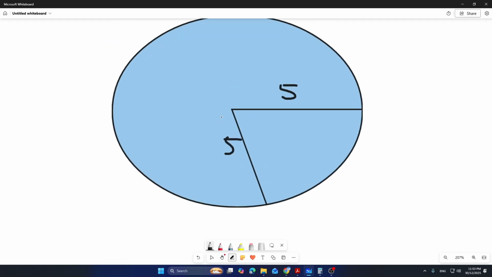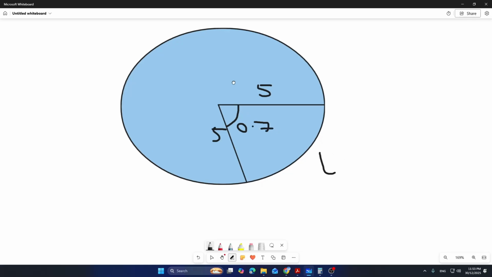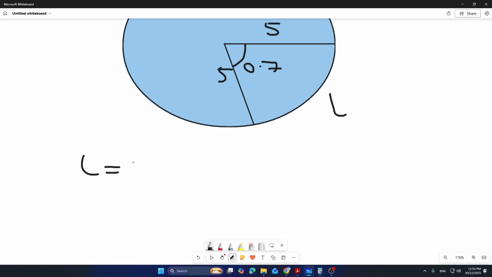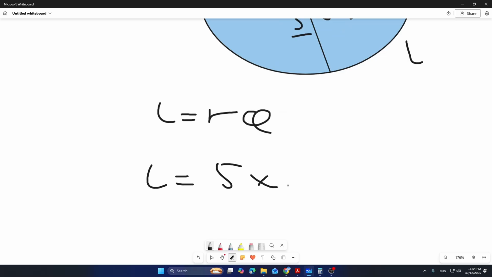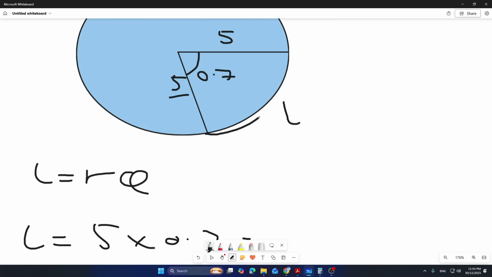To find the length, for example, let's say I have this angle, which is in radians. I'm going to use 0.7 radians, and I want to find the length of this arc. So what I will do is use the formula L equals r theta, where r is the radius. We already know the radius is 5, and we have the angle theta, which is 0.7. So L equals 5 times 0.7. Whatever I get is going to give me the length of this arc.